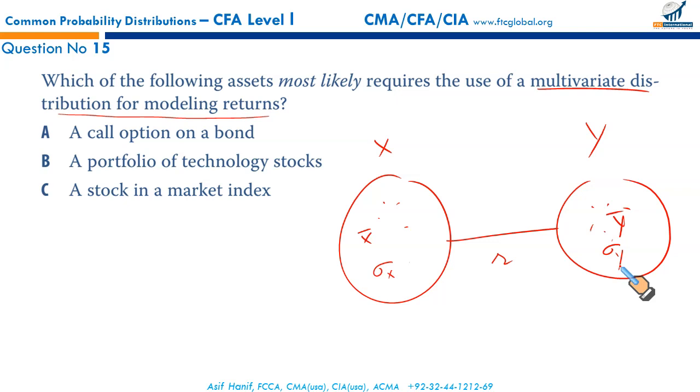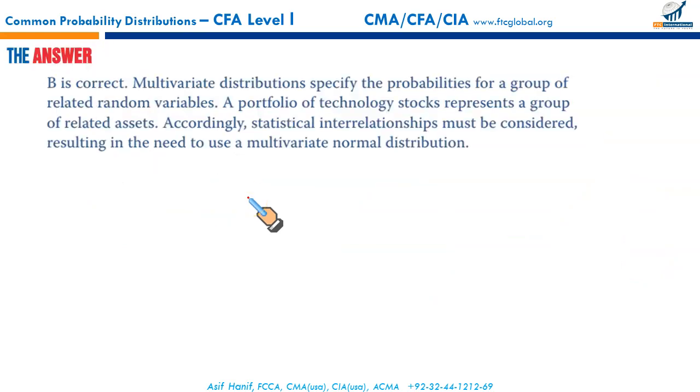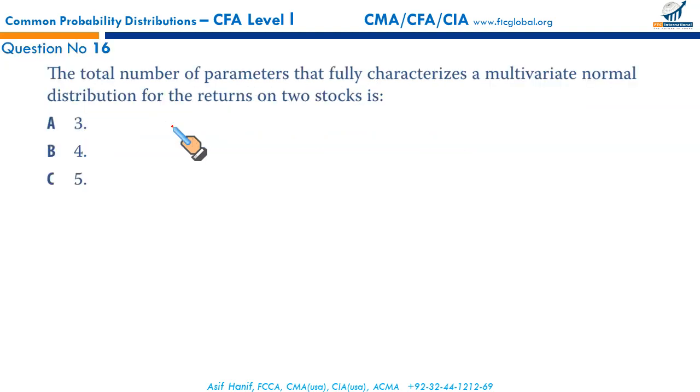So in this bivariate model, you need two stocks, or two or more, two bonds, two or more. So basically, multivariate distribution is used for modeling returns of a portfolio of technology stocks, more than two or two, not a single call option or stock in a particular market index, right? So multivariate distribution specifies the probabilities for a group of related random variables. So a portfolio of technology stocks represents a group of related assets. It's a group that we're looking for, two or more, right? So that makes B the correct option.